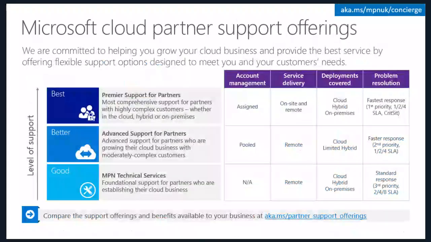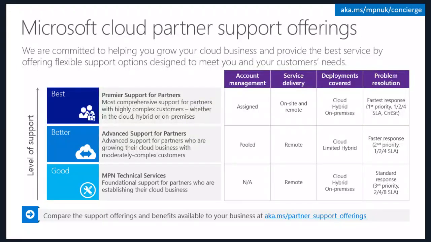So here you can see the differing levels of support from our support options that are available in MPN through to advanced support for partners and then premier support for partners. That can help identify which support option is right for you. For the MPN support, there's no account management. Services are remote but cover all deployments, and there's a standard response time of between 2 to 8 hours for problem resolution. For most partners, this is ideal and gives you exactly what you need and provides that foundational support you need to run your business.